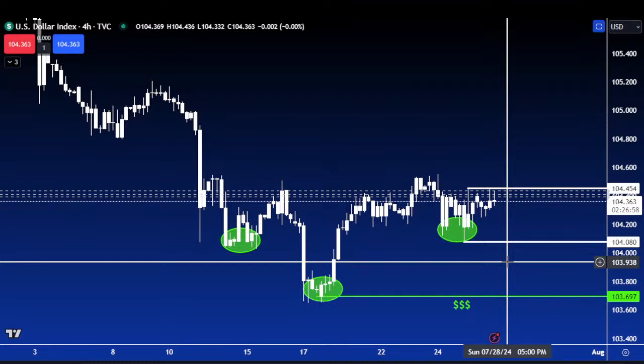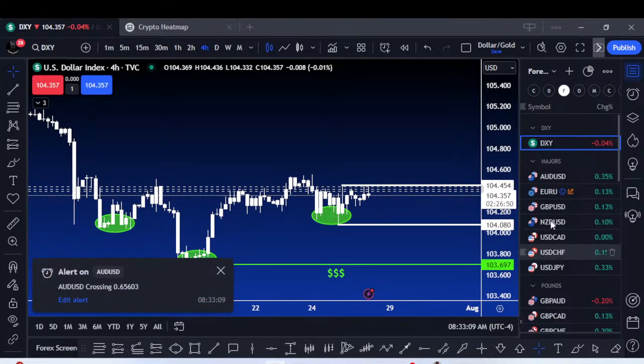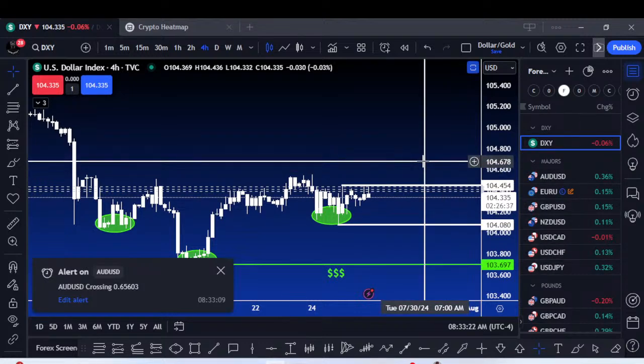That's your euro dollar. I'll show you guys here. So again, your aussie dollar, euro dollar, pound dollar, New Zealand dollar, dollar CAD, dollar CHF, dollar JPY. Those 7 are your major pairs. And knowing what the dollar's doing, you'll be able to easily determine what these are most likely going to do. All right, that's what that's all about.